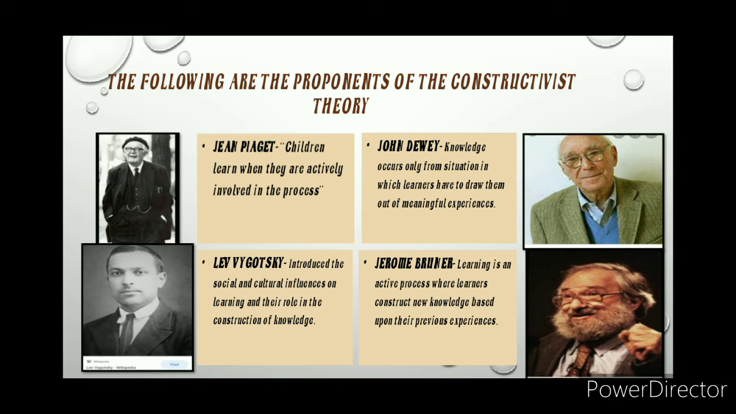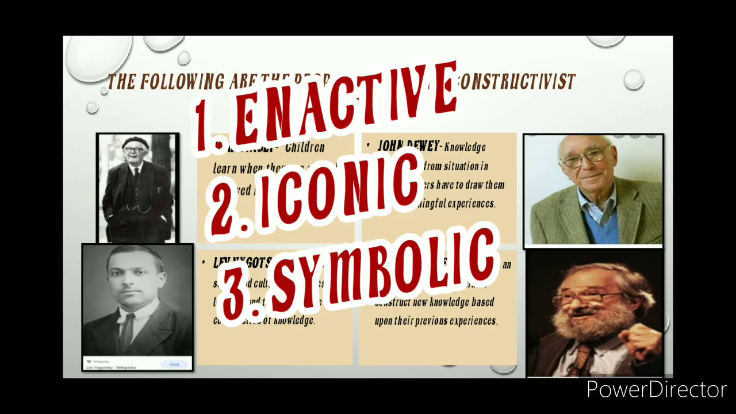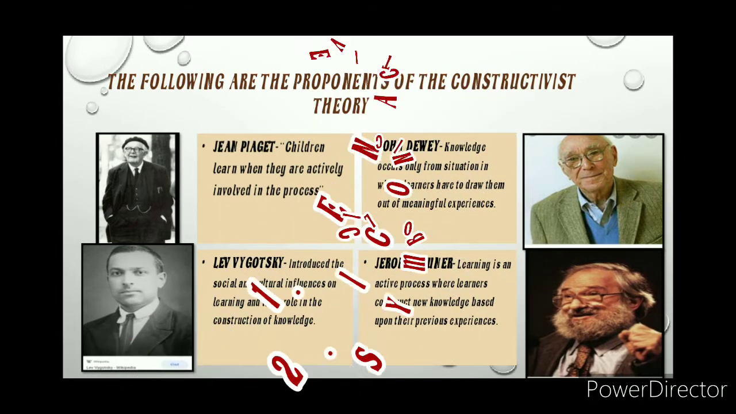Bruner also developed the three stages of representation, which are: 1. Enactive, 2. Iconic, and the third one is symbolic.